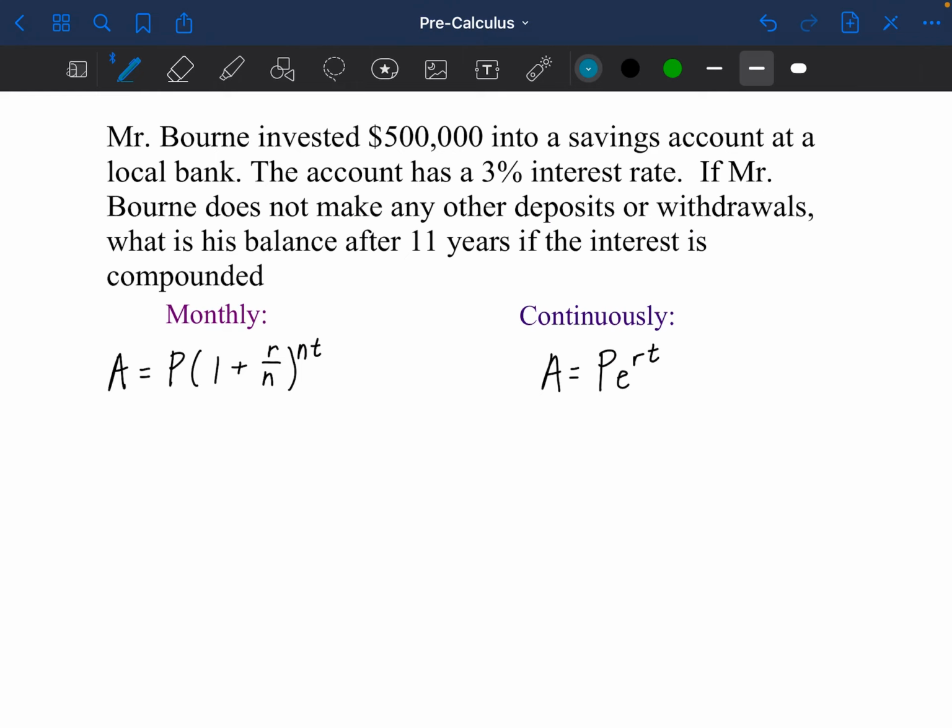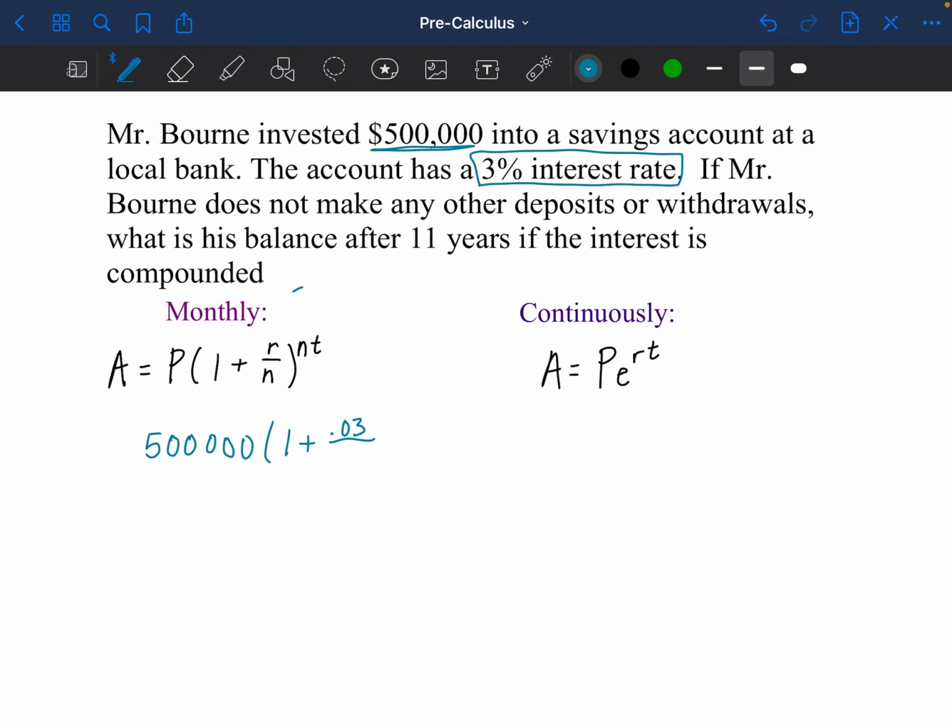We're going to see what happens to Mr. Bourne's money. So he invested this much. So that's initial, the initial amount of money he puts in. So that is our principal, 500,000. Then in our parentheses, we got 1 plus r. R is the rate, but as a decimal. So an interest rate of 3%, 0.03, over n, the number of times it's being compounded. That comes from this right here. We're going to compound monthly, so 12 times a year.